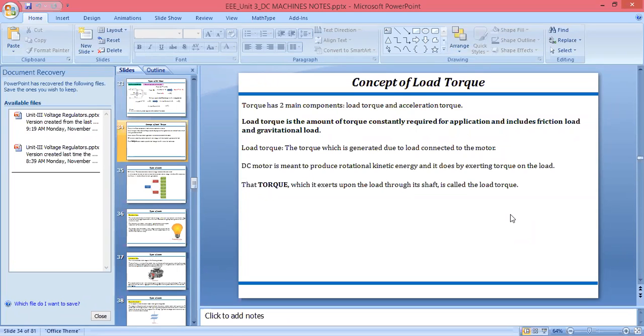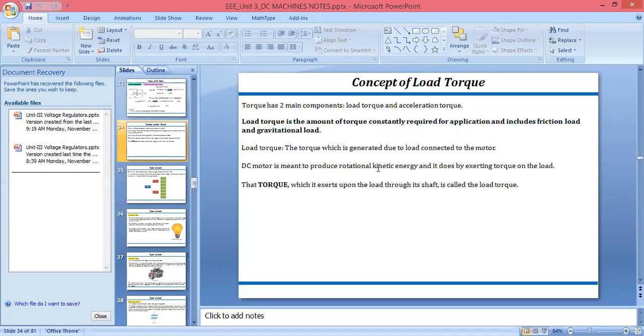So firstly we have to see what is meant by load, which loads we are using with DC machines, with the DC motor and DC generator. Firstly we have to learn this. When we are using a DC motor or a DC generator, the armature and conductor will rotate. So when the DC motor rotates, it will produce rotational kinetic energy, and it does so by exerting torque on the load.